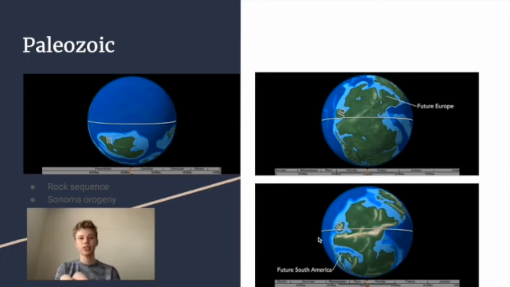But this lower picture, as we can see, around 300 million years ago, you can see Colorado uplifting out of that shallow sea. And this was caused by the Sonoma orogeny, which lifted ancestral Rocky Mountains, and erosion soon wore down those mountains.